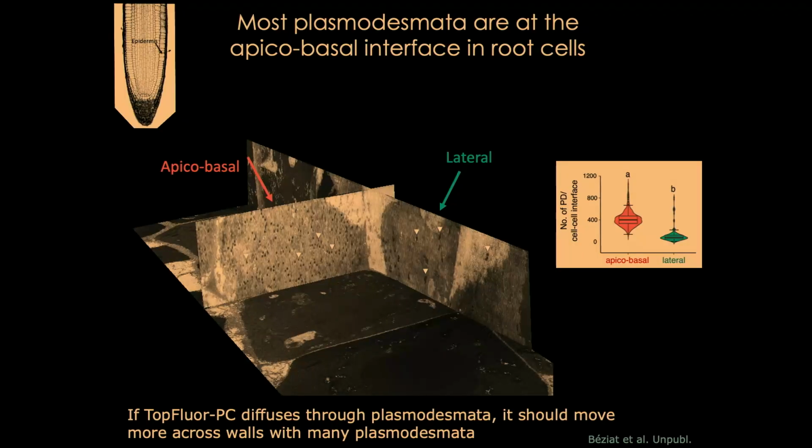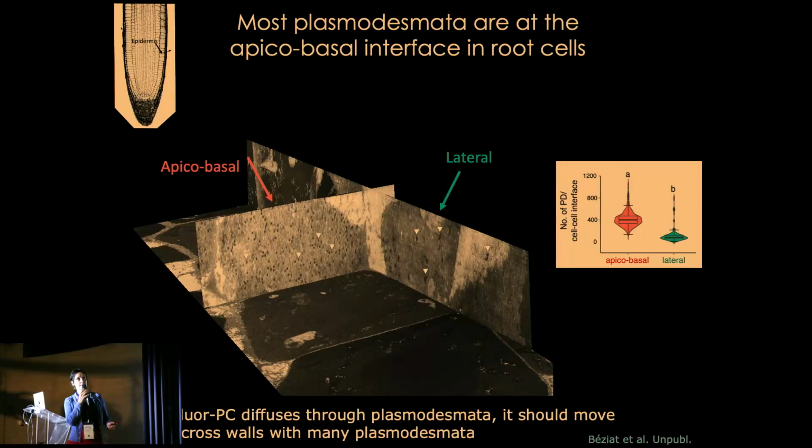Okay, what we actually argued was that if this lipid diffuses through plasmodesmata, it should move more through walls that have plenty of plasmodesmata, right? And so we took advantage of the fact that in the epidermis of Arabidopsis root cells, we have way more plasmodesmata in the apicobasal wall than in the lateral wall. This is something that we can quantify.